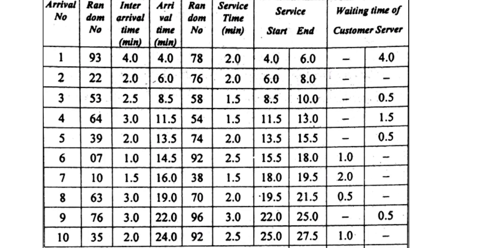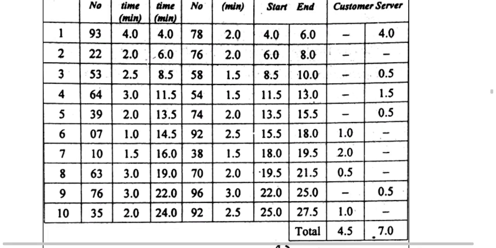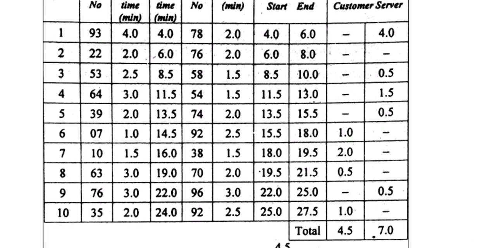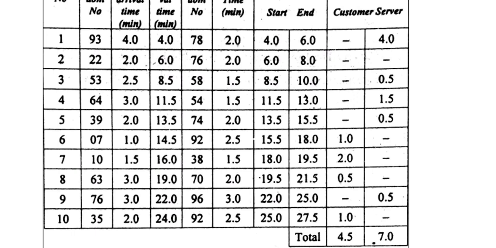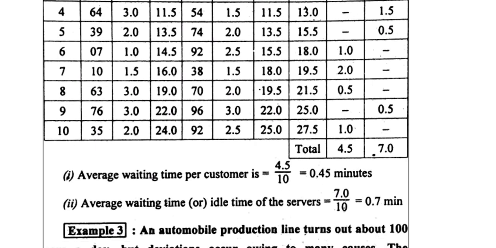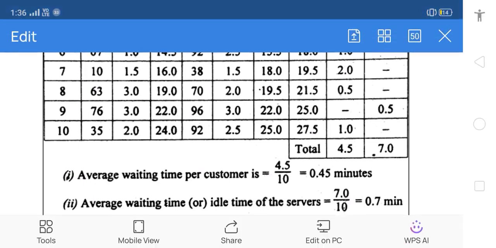How many minutes does a server have to wait? Each time the server has to wait for 4 minutes, because the customer arrives every 4 minutes. Like that we calculate the service time and the waiting time. The average waiting time is 7 divided by the total number of customers, 10, which equals 0.7. The average waiting time per customer is 4.5 by 10, so we get 0.45. Like that we can calculate the average waiting time and the idle time for the customer. Thank you.